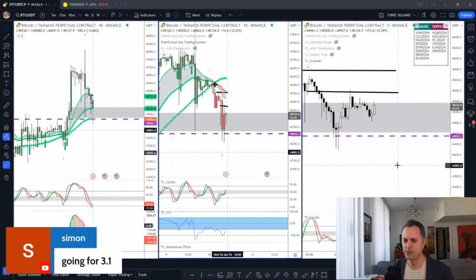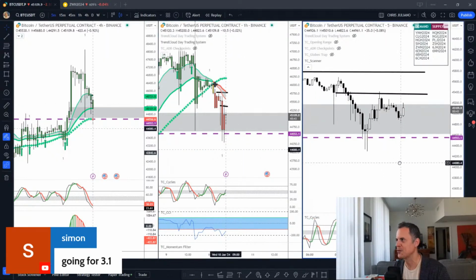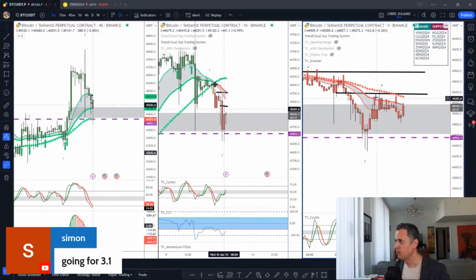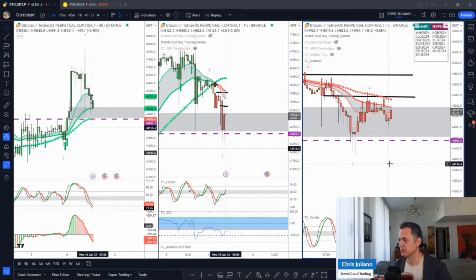Great job, Simon. 1 week, only 1 week using TrendCloud, and you picked up on that and you found that. Great job. So we retested this area once. The 50 simple on the 5-minute chart has held. And there you go. Great job, man.